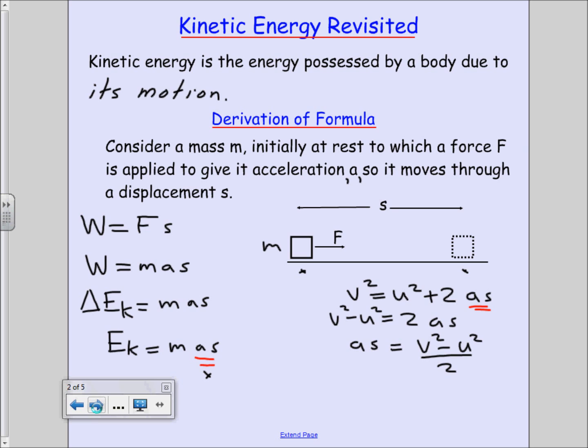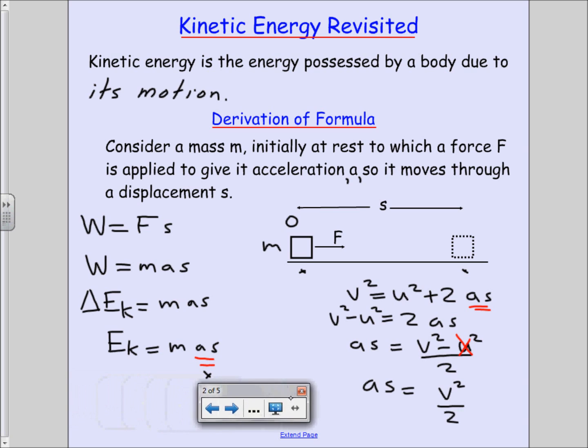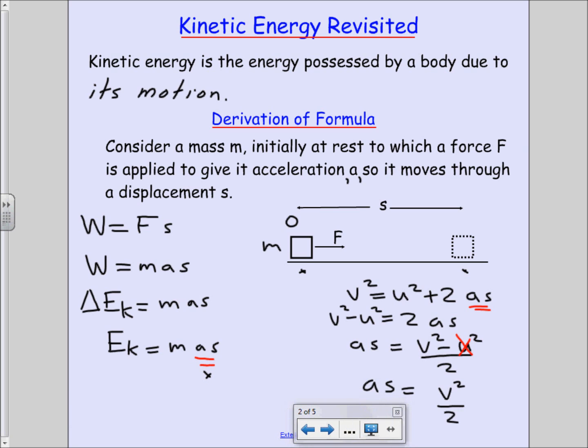But again, since the initial velocity of the mass is 0, then over here U is 0, so we can get rid of U, and we end up with AS being equal to V squared divided by 2. Let's just shift this out of the way, just so we can write down here. Therefore, EK equals M times V squared over 2, or 1/2 M V squared. There is our formula for kinetic energy derived. You need to know that derivation.